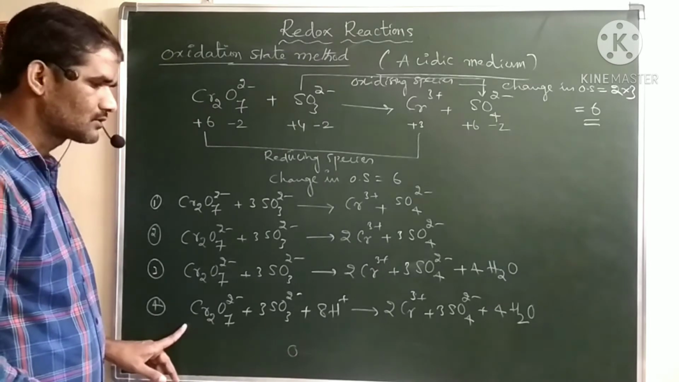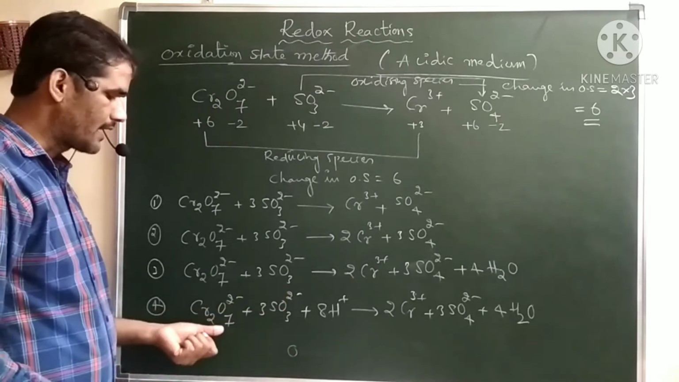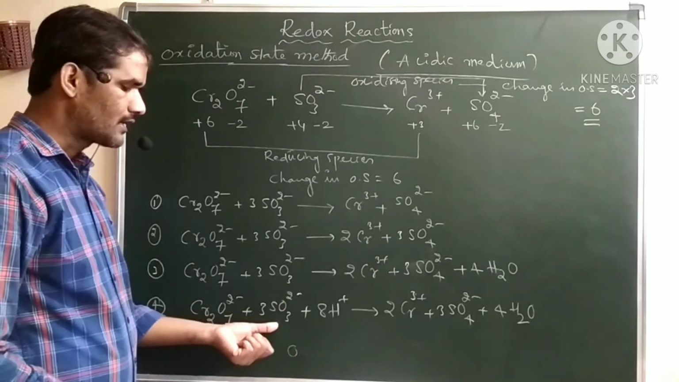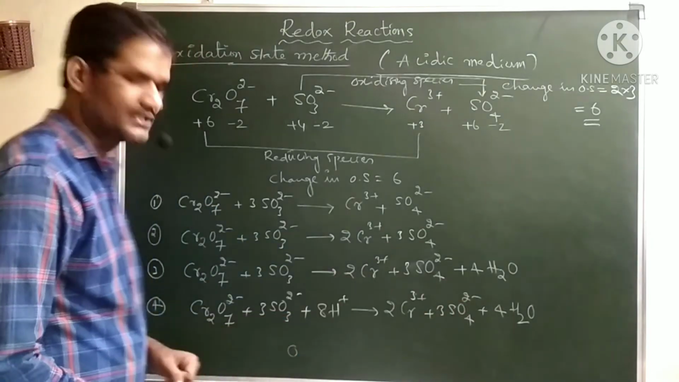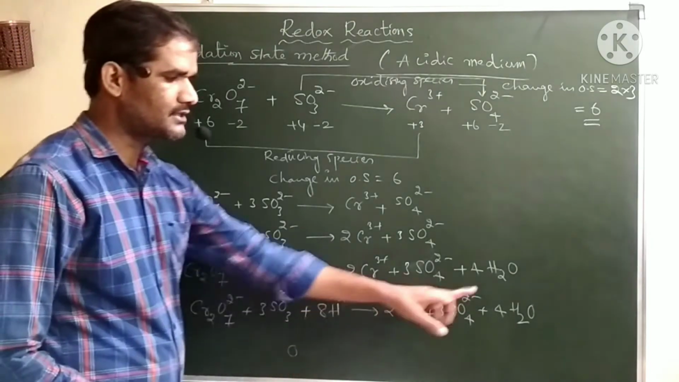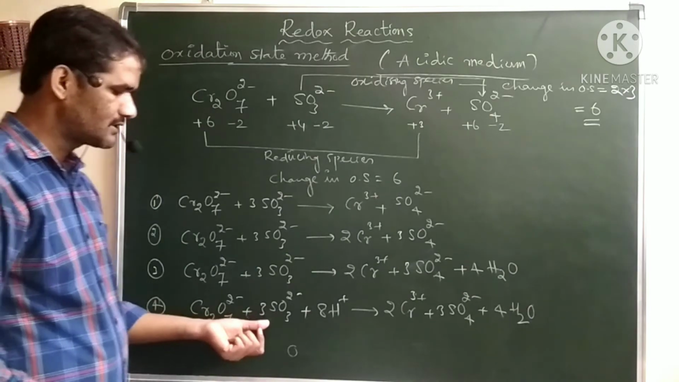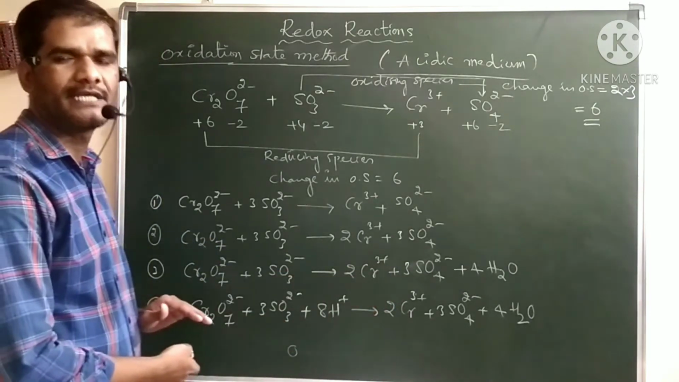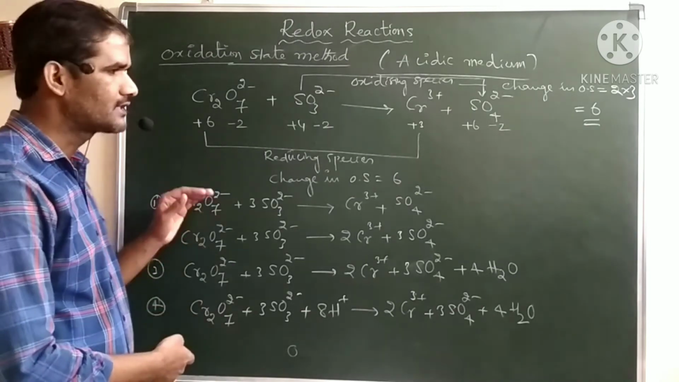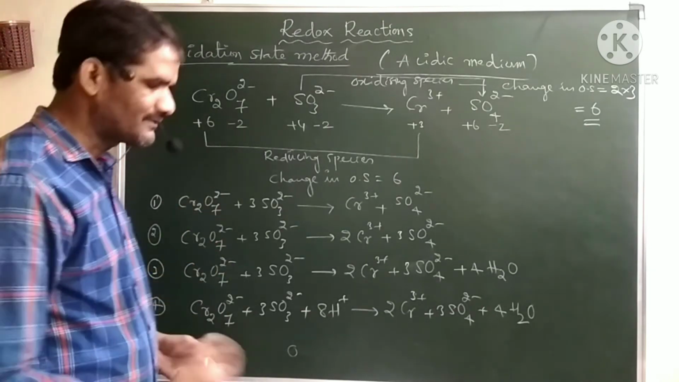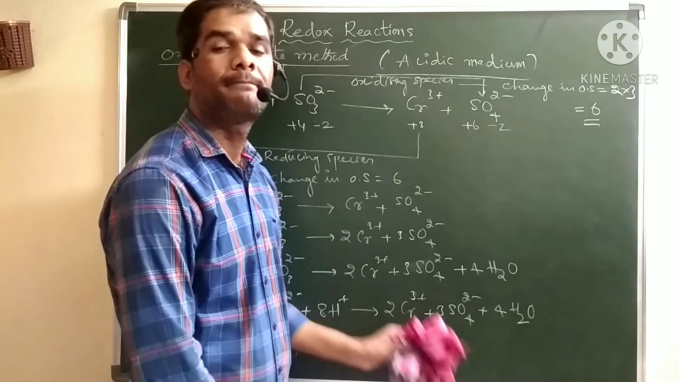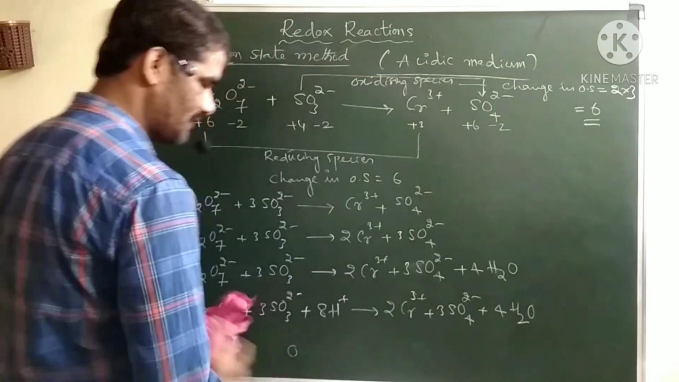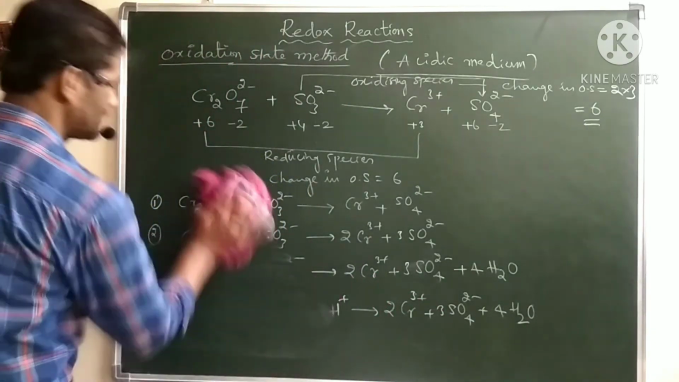Next elements. So chromiums 2, and here 7 oxygens and 16 oxygens. So right side also 16 oxygens, 8 hydrogens and 8 hydrogens, and sulfurs here 3 and there also 3. So now this is a perfectly balanced equation. So this is in acidic medium. Next we will take up one more example in basic medium.